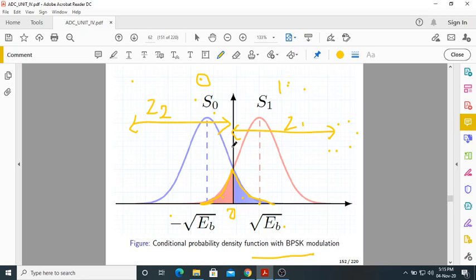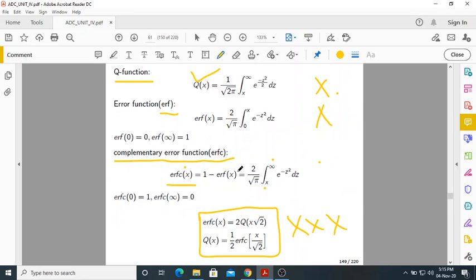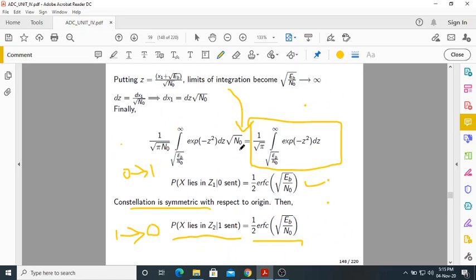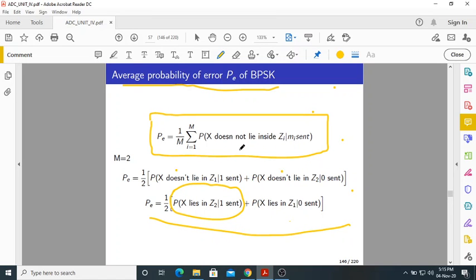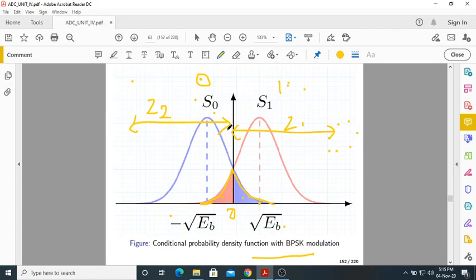This is also correct. What I explained here is a very standard procedure. It is true for any type of modulation scheme, whereas this shortcut is only true for BPSK, because it is one dimensional and we got only two conditional PDFs. So this is also correct, and you can write this also in the exam. You will get 100% marks.